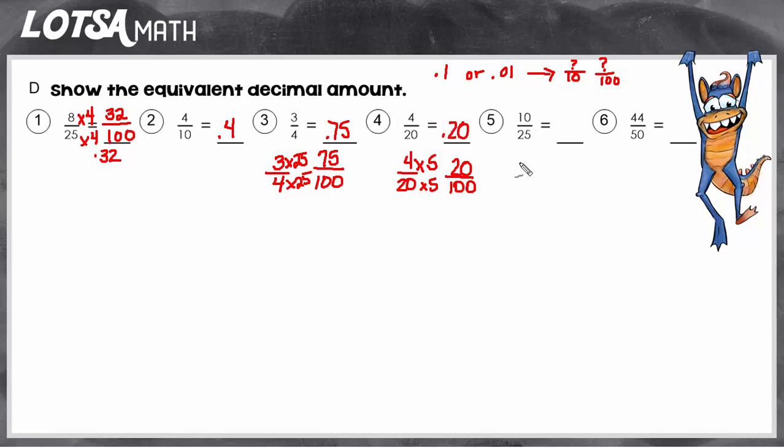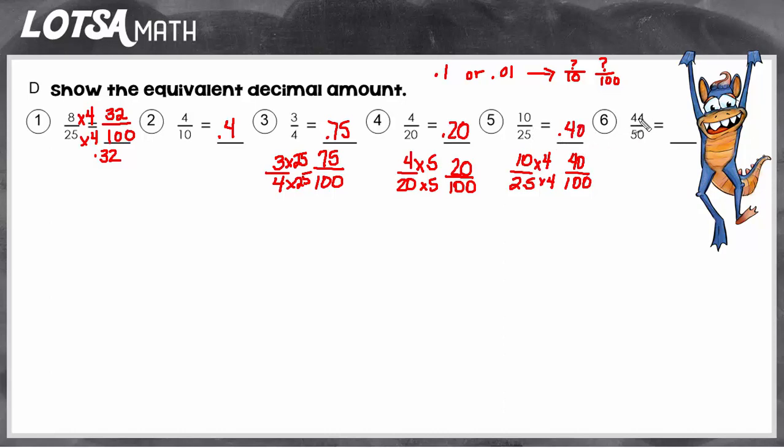For number 5, I have a denominator of 25. So again, I'm going to try to make an equivalent fraction that has a denominator of 100. So I'm going to do 25 times 4. And what I do to the bottom, got to do to the top. So 10 times 4 is 40. So 10/25 decimal equivalence is 40 hundredths.